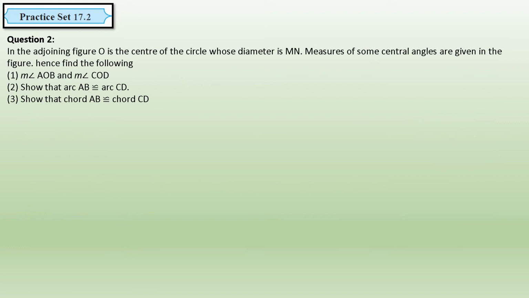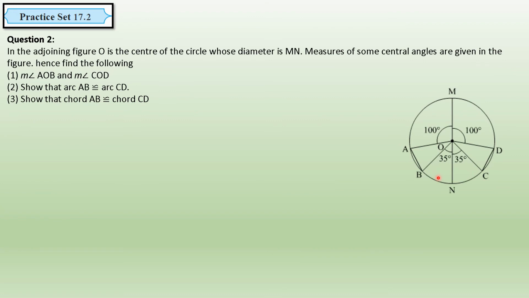Let us do question number 2. In the adjoining figure, O is the center of the circle whose diameter is MN. Measures of some central angles are given in the figure. Find the following. I'll repeat, central angle is the angle which is formed at the center of the circle. So first we have to find out the measure of angle AOB and the measure of angle COD. Now if you look at the figure, AOB is here and angle COD is here. Let's start with the solution.